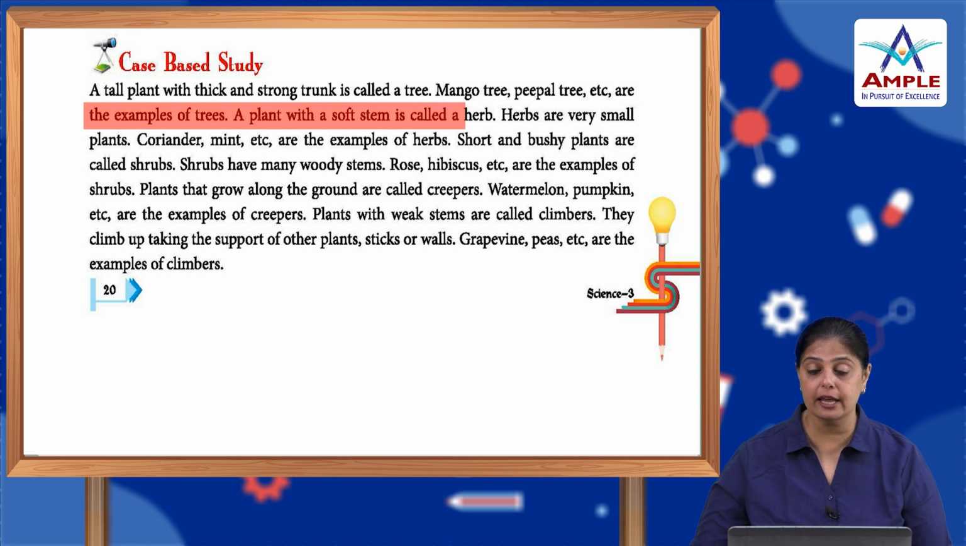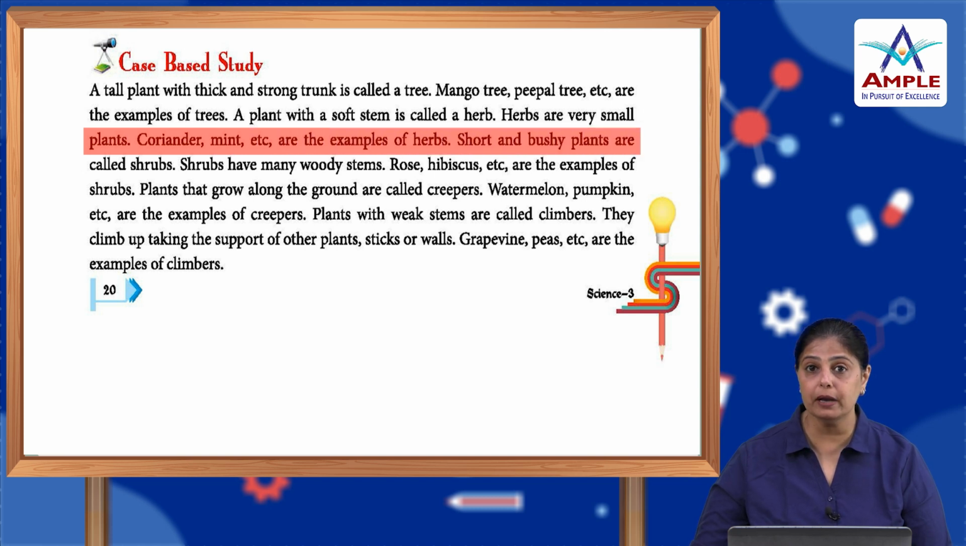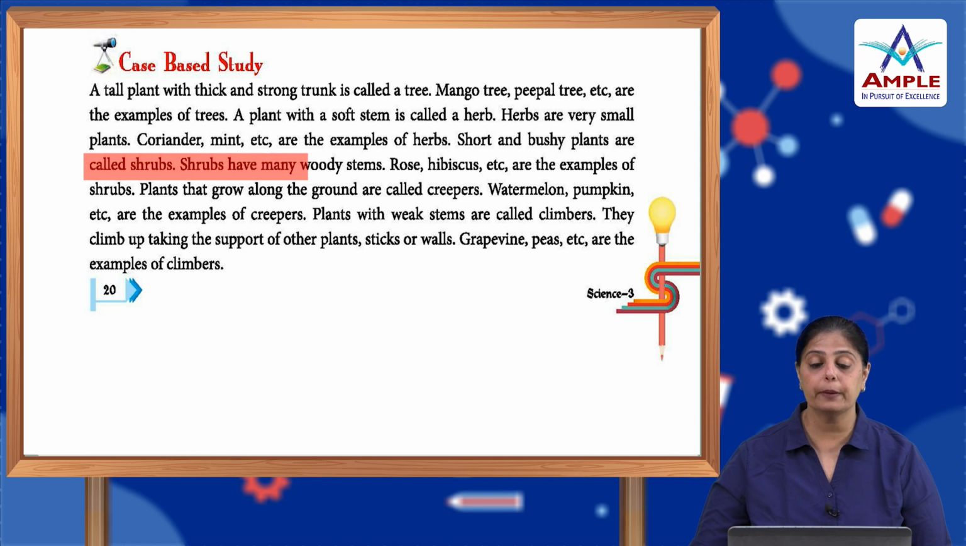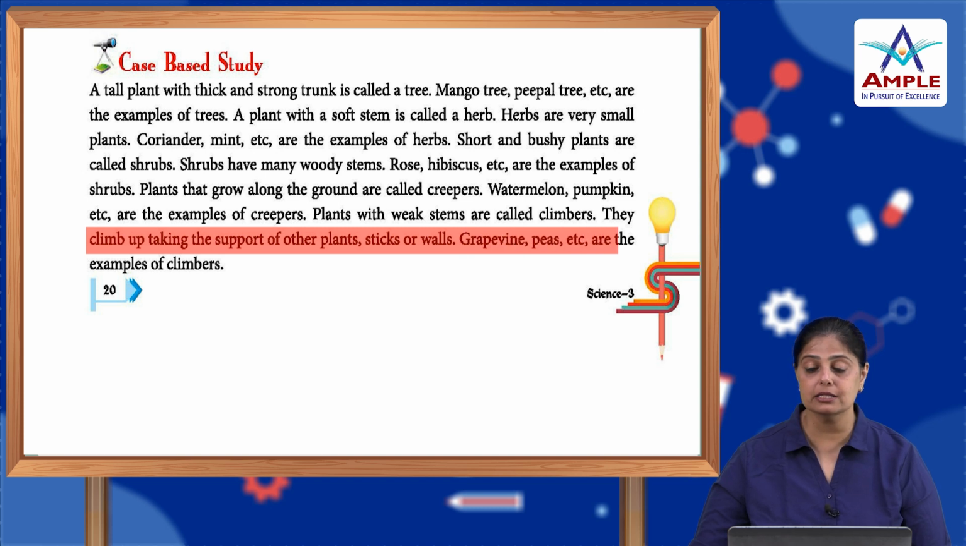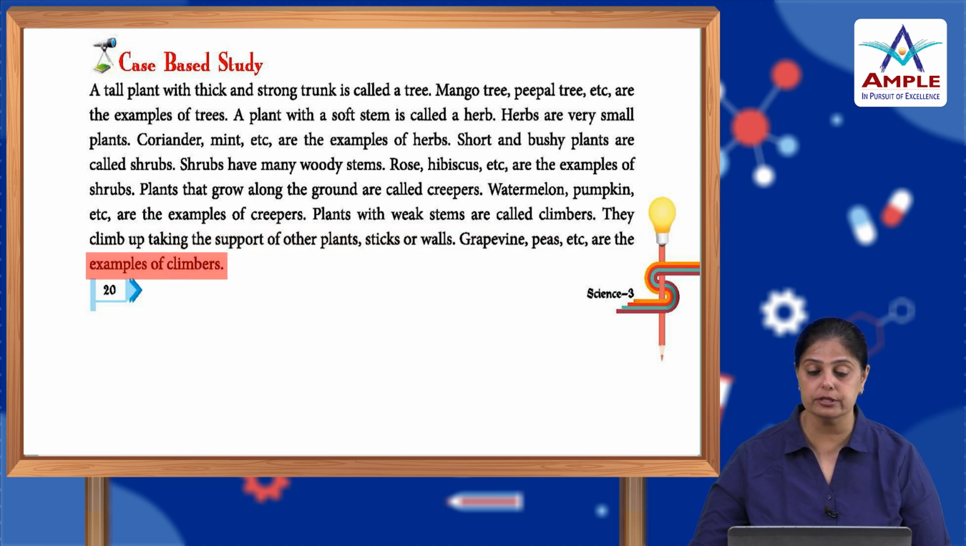A plant with a soft stem is called a herb. Herbs are very small plants. Coriander, mint, etc. are the examples of herbs. Short and bushy plants are called shrubs. Shrubs have many woody stems. Rose, hibiscus, etc. are the examples of shrubs. Plants that grow along the ground are called creepers. Watermelon, pumpkin, etc. are the examples of creepers. Plants with weak stems are called climbers. They climb up taking the support of other plants, sticks or walls. Grapevine, peas, etc. are the examples of climbers.